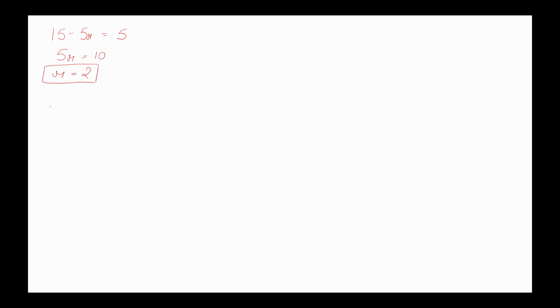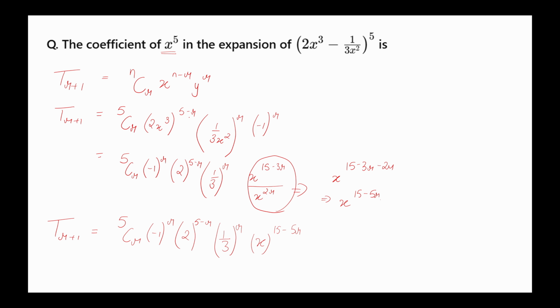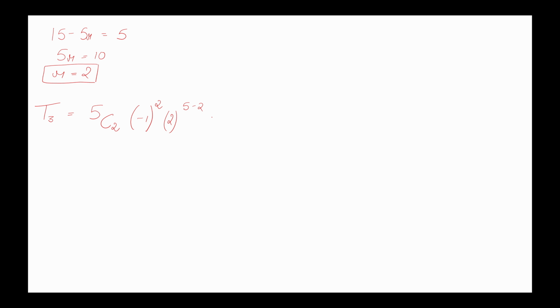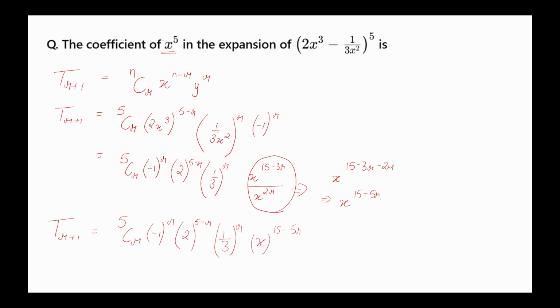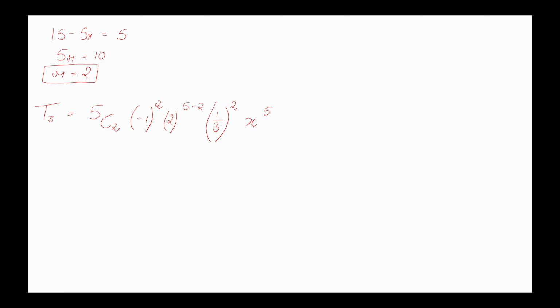So whenever I'm writing r is equal to 2, this becomes t3. Here I would have 5c2 minus 1 to the power 2, 2 to the power 5 minus 2, and I would have 1 by 3 to the power 2. And here I would be left with x to the power 5. So I have to find out the coefficient of x to the power 5. So basically this entire thing is my coefficient of x to the power 5.